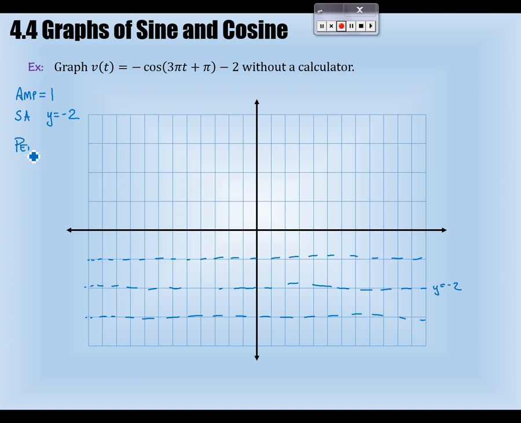Lucia, tell us something else we don't know yet. The period is 2/3. Do y'all agree? Yes. Emily, give me something else. The phase shift is pi to the left. Sorry, Emily, I like you, but that's not completely right.